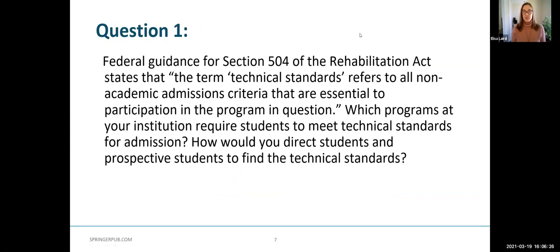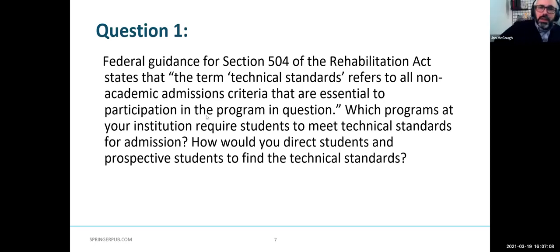So the first question for our book club today is, the federal guidance for Section 504 states that the term technical standards refers to all non-academic admissions criteria that are essential to participation in the program in question. Which programs at your institution require students to meet technical standards for admission, and how would you direct students and prospective students to find them at your campus? So while folks are thinking about that and working on finding that raise hand button, John, do you want to answer this one for your school?